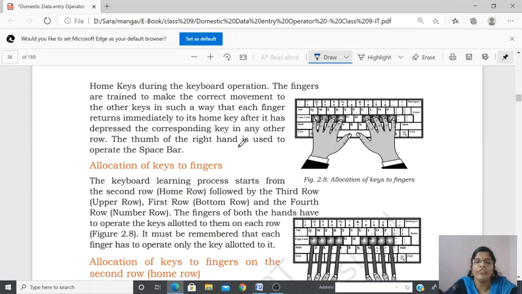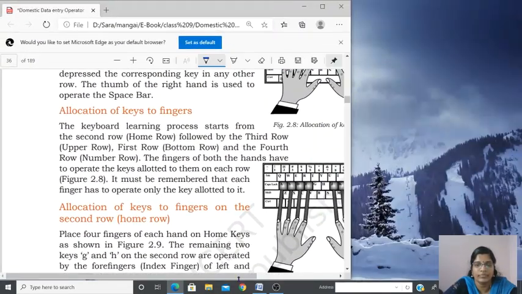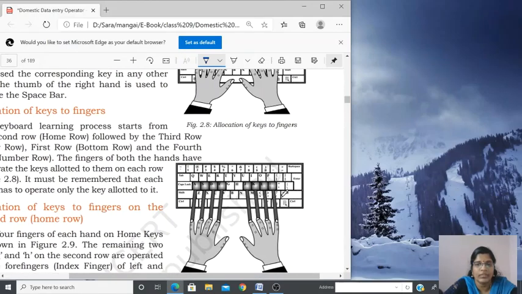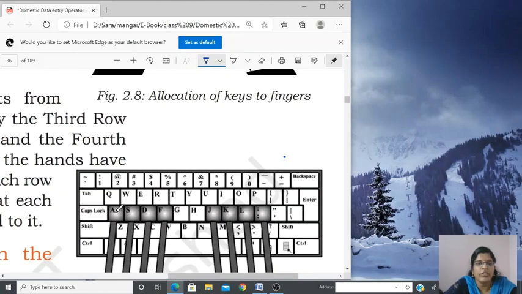Okay, allocation of keys to fingers, how to allocate your keys. So all of you look here. Do you see the screen, the keyboard? Yes. Okay, so these are the home keys. These are called home row or middle row or second row. Here A S D F semicolon L K J. So little finger, ring finger, middle finger, index finger.